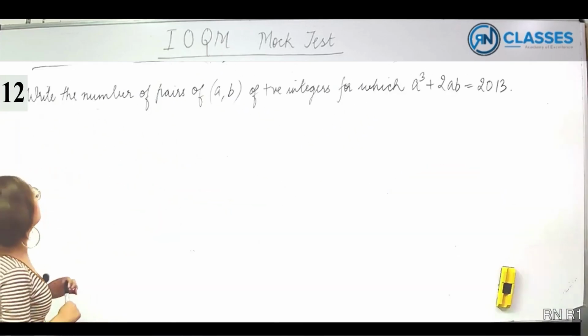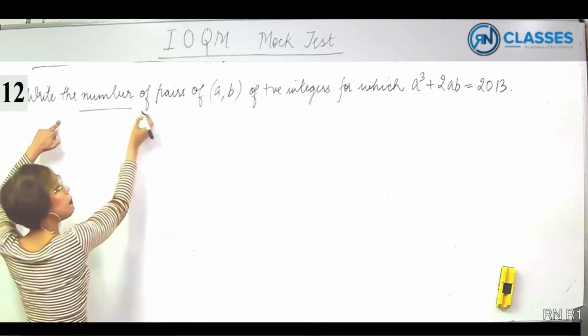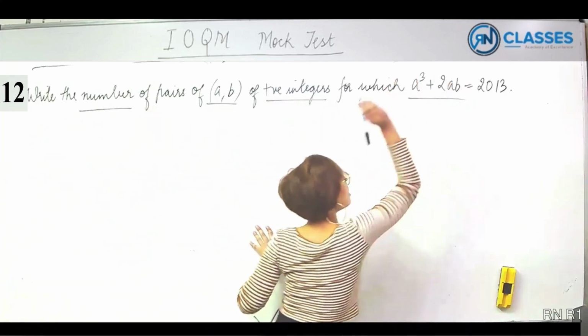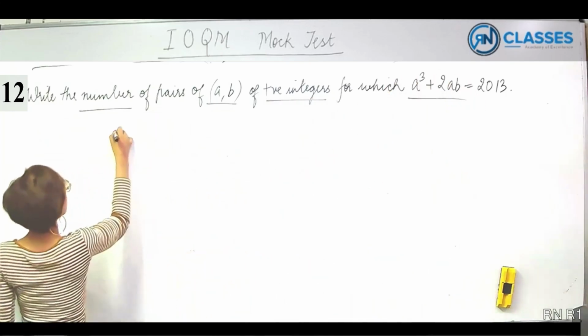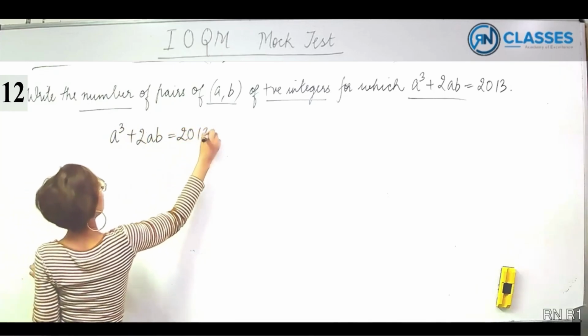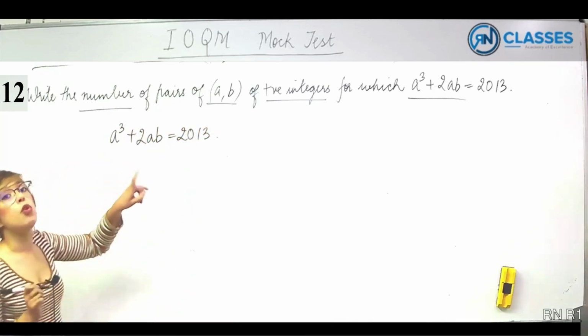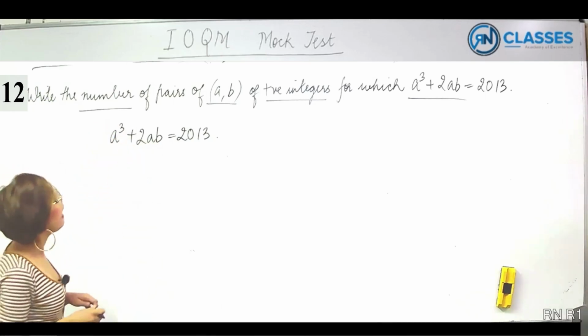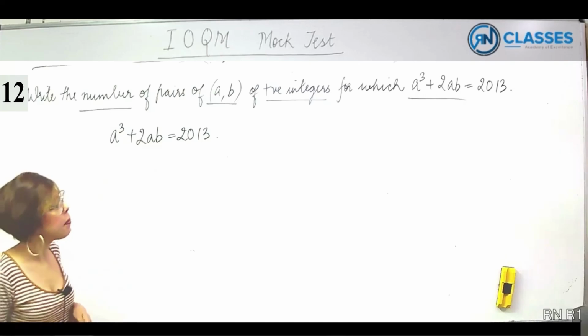Alright, on to the next one. It says: write the number of pairs A, B of positive integers for which this equation is satisfied. Which equation? A cube plus 2AB is equal to 2013. A and B are both positive integers. This is a positive integer, this is a positive integer. And I need the number of solutions basically.